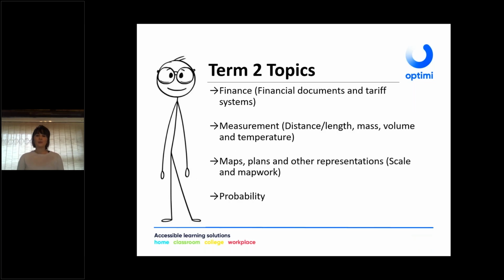Before we continue with today's discussion, I would like to just revise term 2 topics. The topics that you will be covering during this term is finance, which covers financial documents and tariff systems. The second topic is measurements, which covers distance, length, mass, volume, and temperature. The third topic is maps, plans, and other representations, which covers scale and map work. And then the last topic is probability.